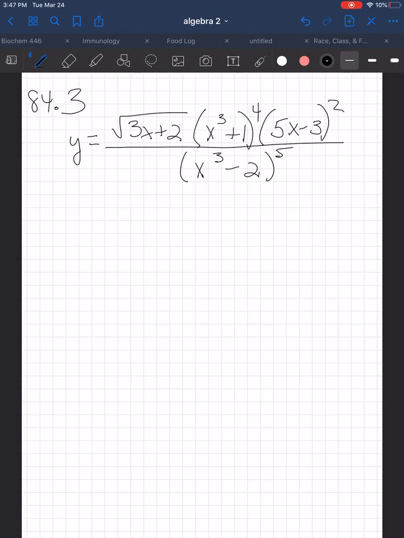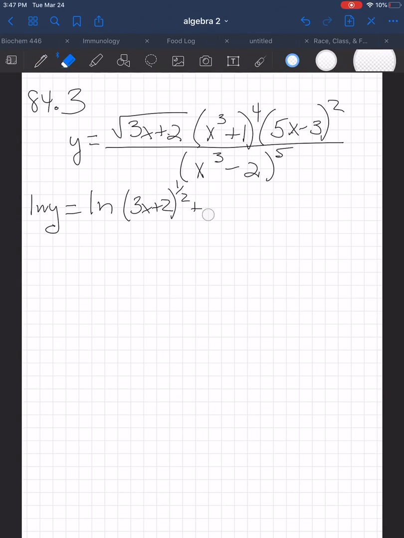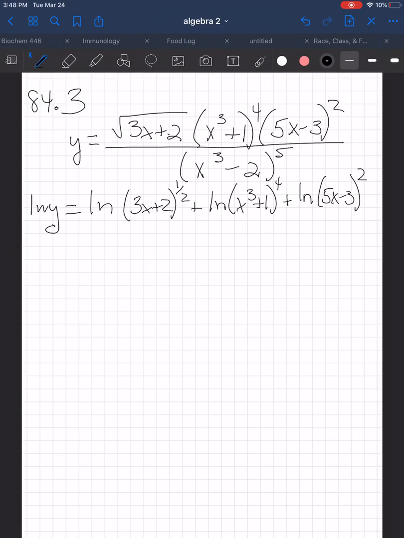All right, you don't have to look at the video until you're ready. ln of y equals ln of this whole thing. So since these are multiplied, I'm going to go ahead and say ln of 3x plus 2 to the half plus ln of x cubed plus 1 to the 4th plus ln of 5x minus 3 to the 2nd, and then minus ln of x cubed minus 2 to the 5th because it's divided.